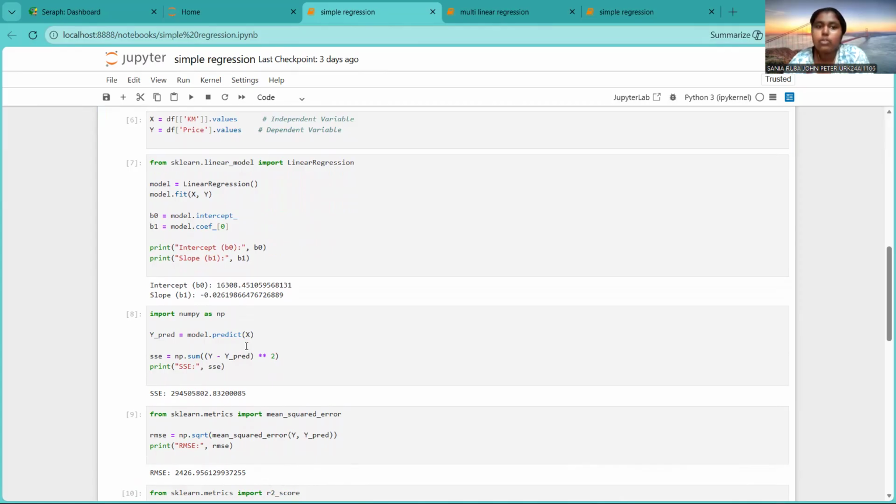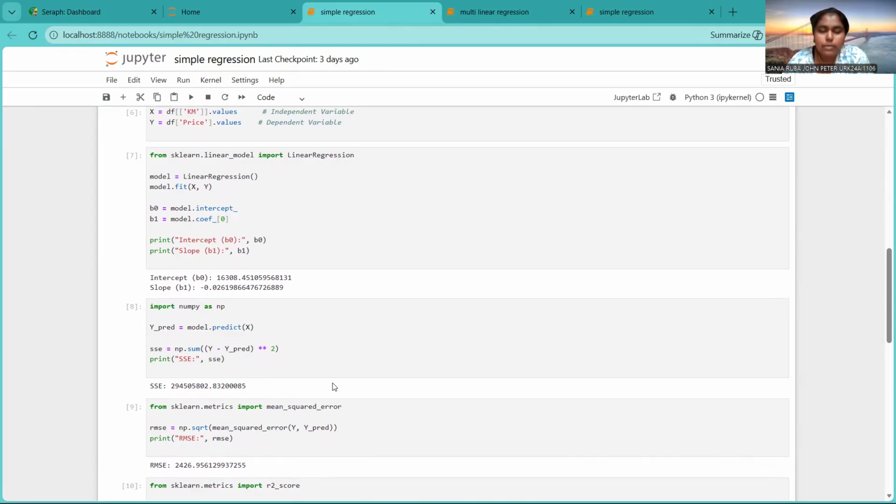We have seen a and b; here I have B0 and B1. The slope tells us how much the price decreases for every 1 kilometer. So I have got my intercept and slope. Next, we will calculate the SSE. SSE is the sum of squared differences between the actual and predicted values.